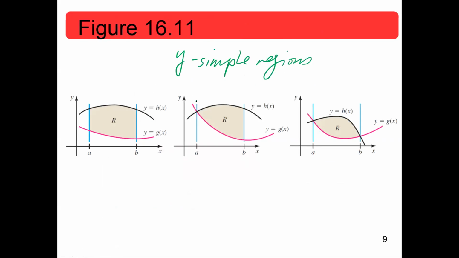And you can all see that in all these graphs, x is bounded by two constants, a and b, while I can draw an arrow from the bottom curve to the top curve, showing y would be bounded by these two functions. So y would be bounded by two functions, therefore this is a y simple region.